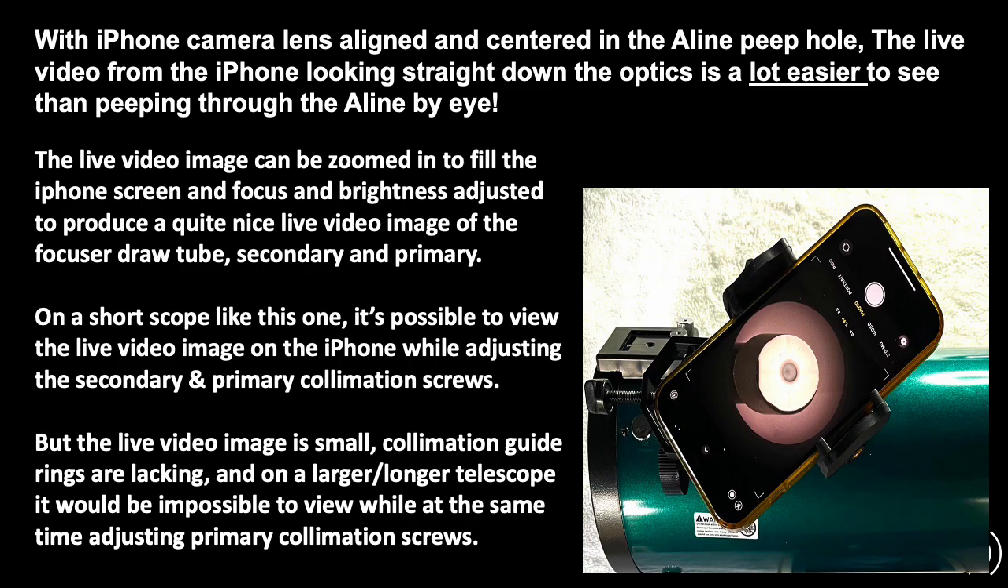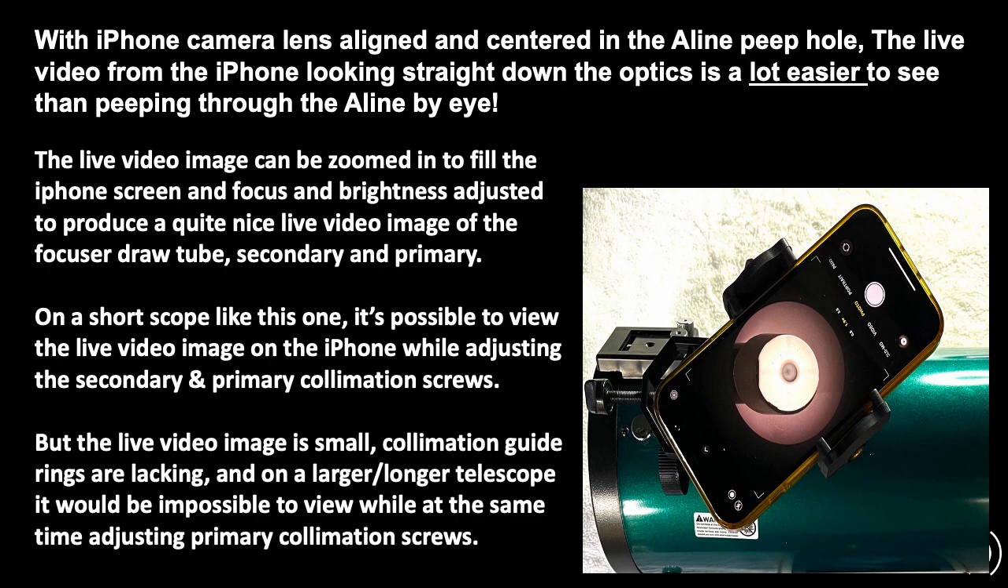The live video image can be zoomed in to fill the iPhone screen and focus and brightness adjusted to produce a quite nice live video image of the focuser draw tube, secondary, and primary. On a short scope like this one, it's possible to view the live image on the iPhone while adjusting the secondary and primary collimation screws.